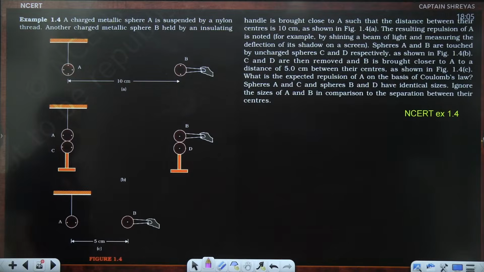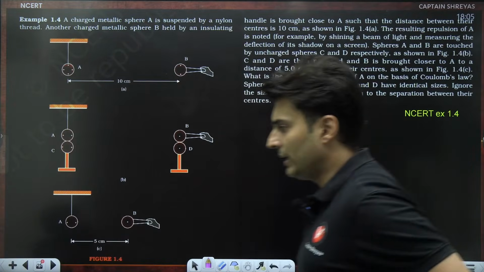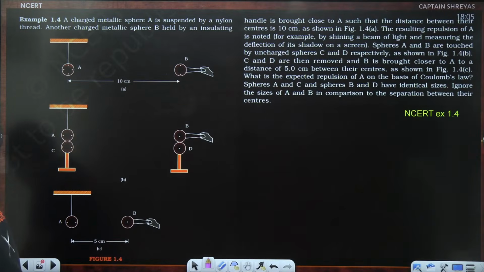All right. There is another example which is there. Let's have a look at that. Yes, Krishna, acceleration is very large.